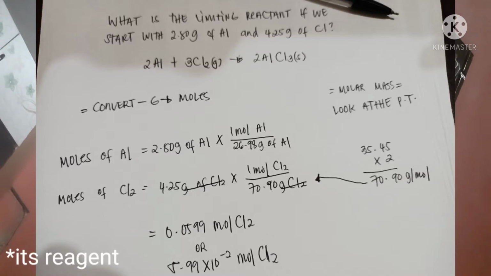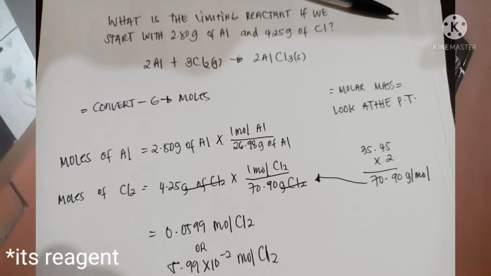The first step is to convert the amounts in grams to moles. Then you just write it down. Moles of aluminum is equal to the given 2.80 grams of aluminum, multiplied by the molar mass of aluminum. The molar mass of the element is simply the atomic mass in grams per mole. You can simply get that from the periodic table of elements. The moles of aluminum is equal to 0.104 moles of aluminum.